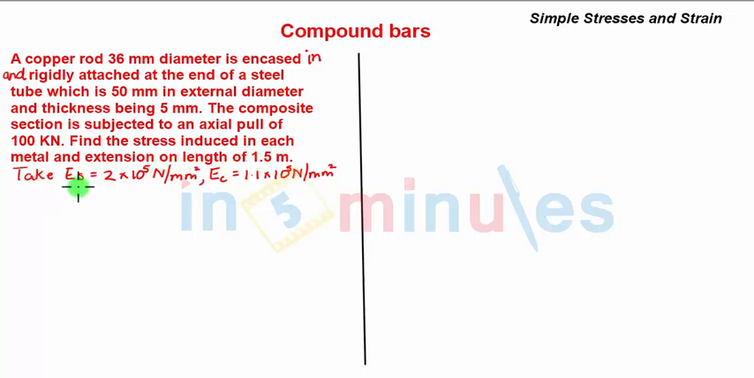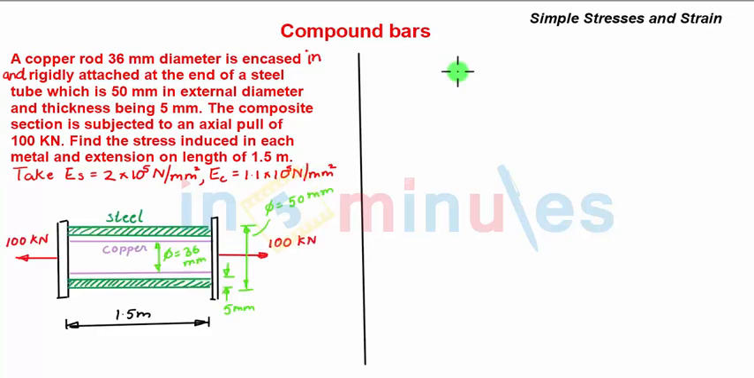They have also given the properties of steel and copper. Es is equal to 2 into 10 to the power 5 Newton per mm square and Ec is equal to 1.1 into 10 to the power 5 Newton per mm square. So we first draw the figure for the given problem. We can see the figure here.